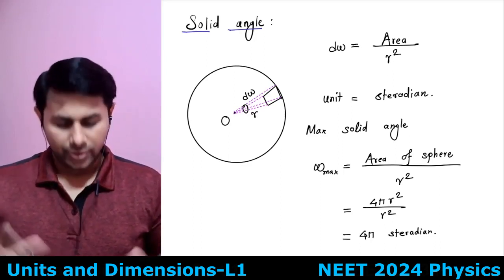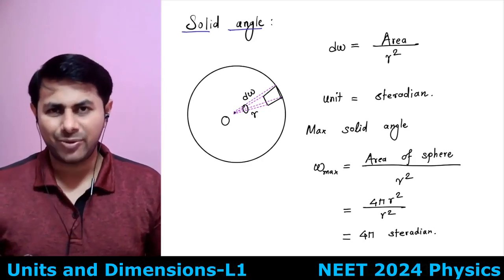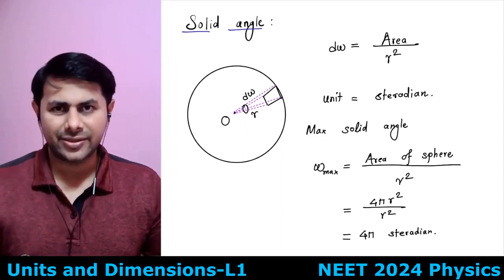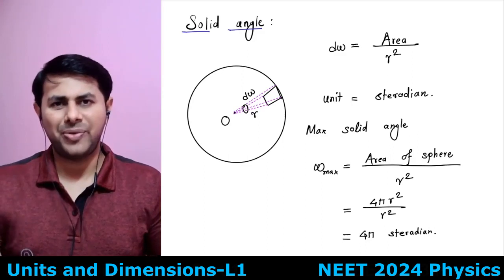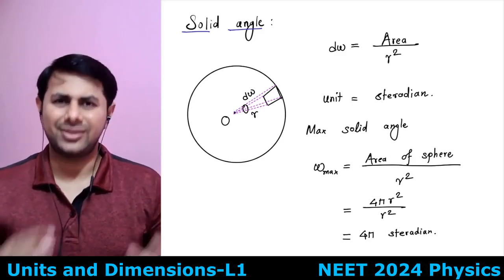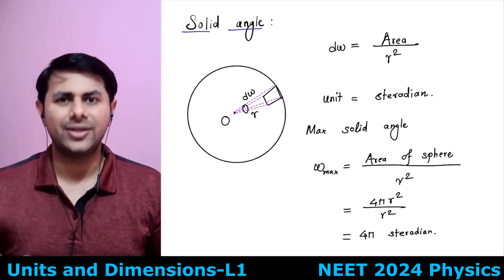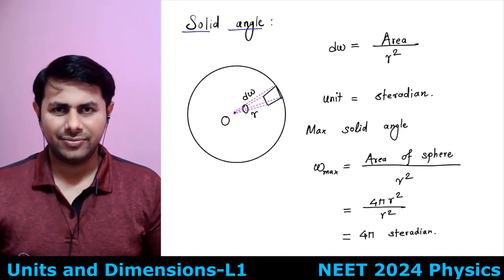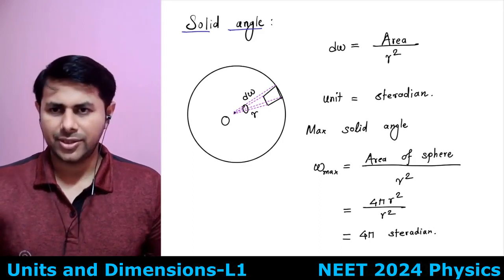Right now I am defining it in the simplest possible way, but we'll see in electrostatics, in Gauss's law, how to define solid angle in the proper way. Right now I have just defined it in a particular context. There we'll see the general solid angle. All right, any questions till now?